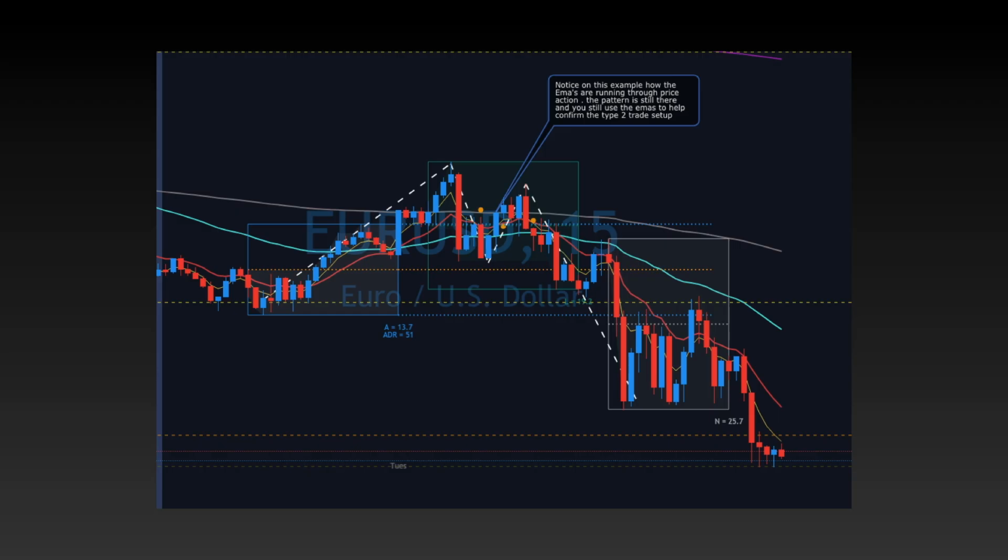So in this case here, the second leg gives you a railroad track, which allows you to get into the trade right after that railroad track. The stop loss goes right above that second leg, and you see what happens with the rest.